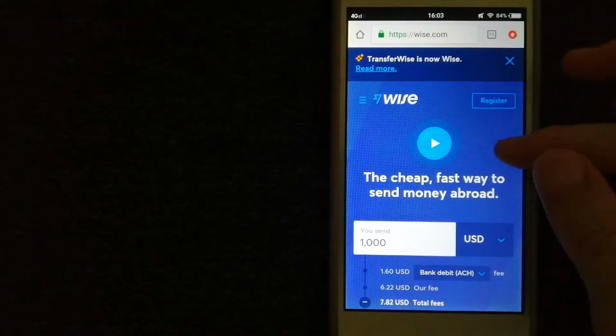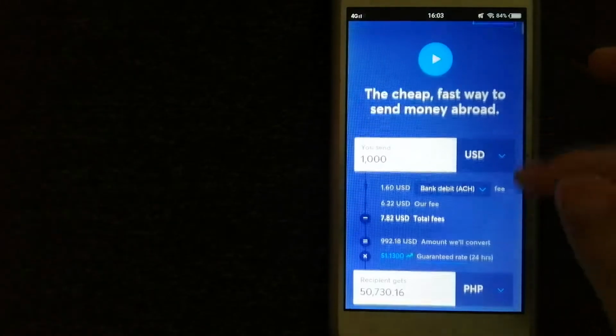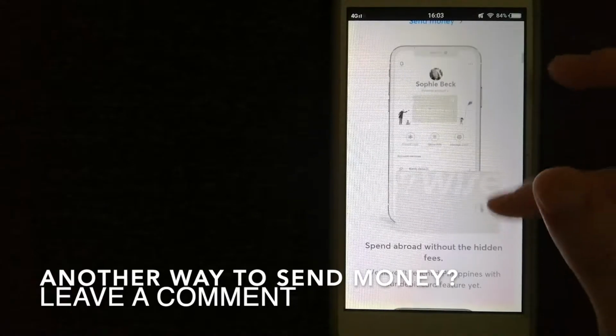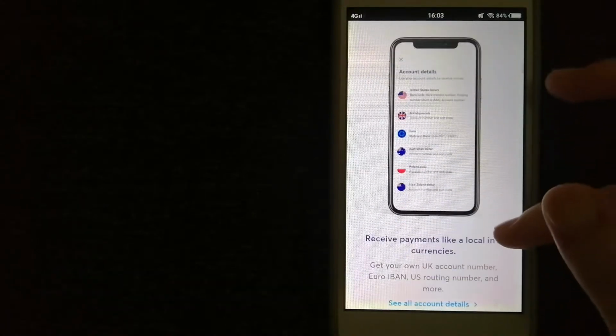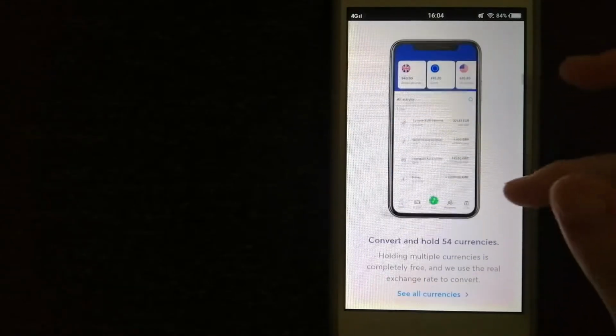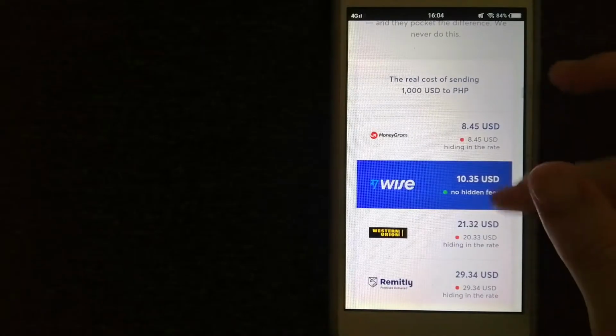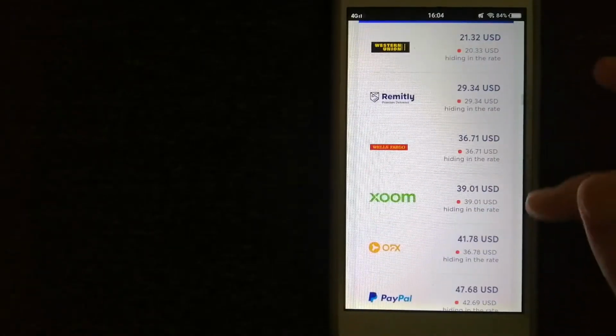Second option is Wise. Formerly TransferWise, they are joined by over 10 million people and businesses in more than 170 countries. They have cheaper and faster money transfers and a debit card to spend worldwide. You can receive payments from anywhere and convert them to 54 currencies. You'll always get the real exchange rate and the low fees we're known for.